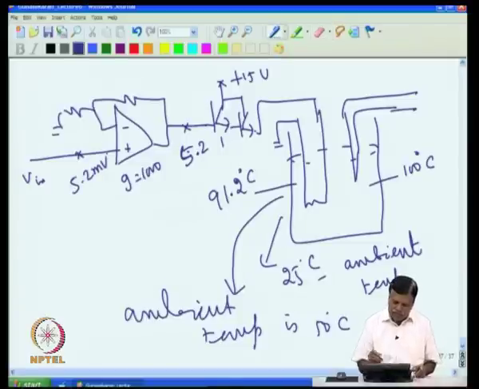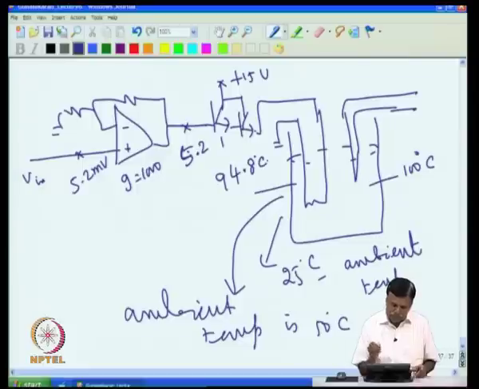Now when the ambient temperature goes to 50 degree, this will come to 5.2 millivolt, and that 4 volt is enough to maintain this. So this temperature will not be 91.2 now, this temperature will be 94.8 degree. That means when the ambient temperature increased to 50 degree, the oven has gone to 94.8 degree C.